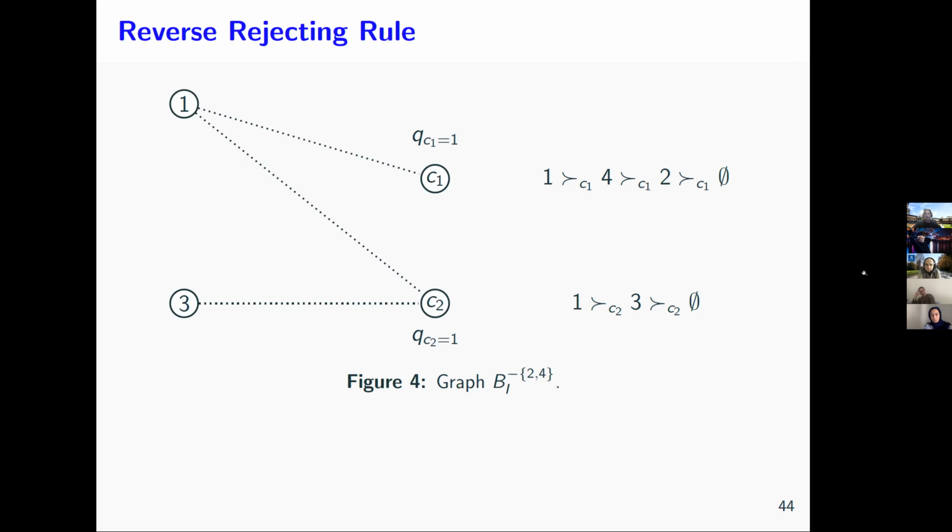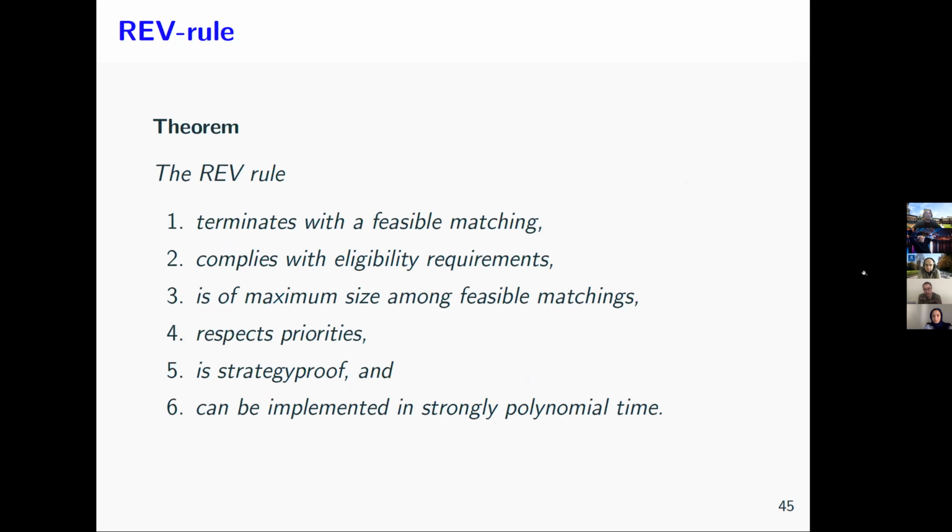At this point, we don't change the graph further, and we simply find a maximum size matching of this modified eligibility graph, which has had a few edges and a few vertices removed. So at this point, for example, 1 matched to C1 and 3 matched to C2 is in fact the unique outcome of this particular rule. So the reverse rejecting rule has some nice properties.